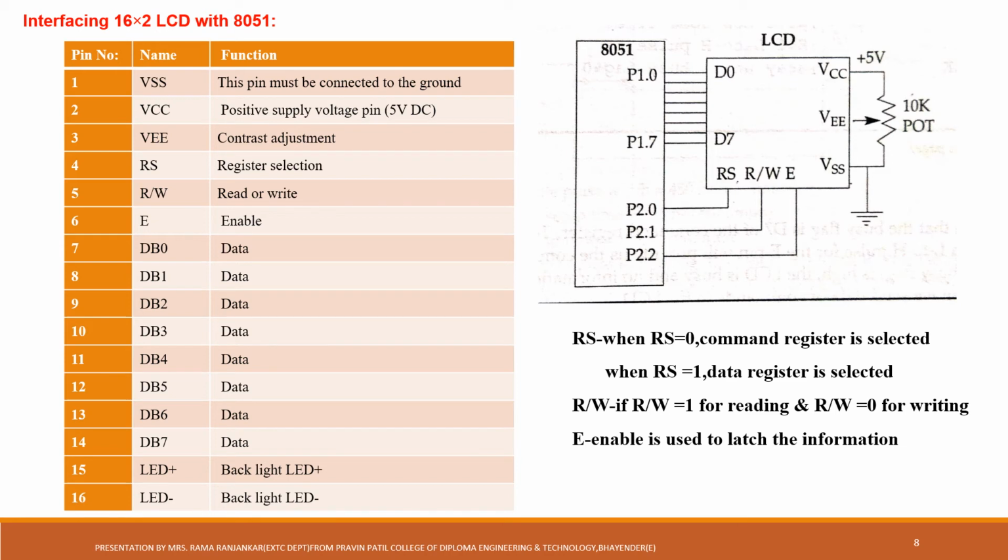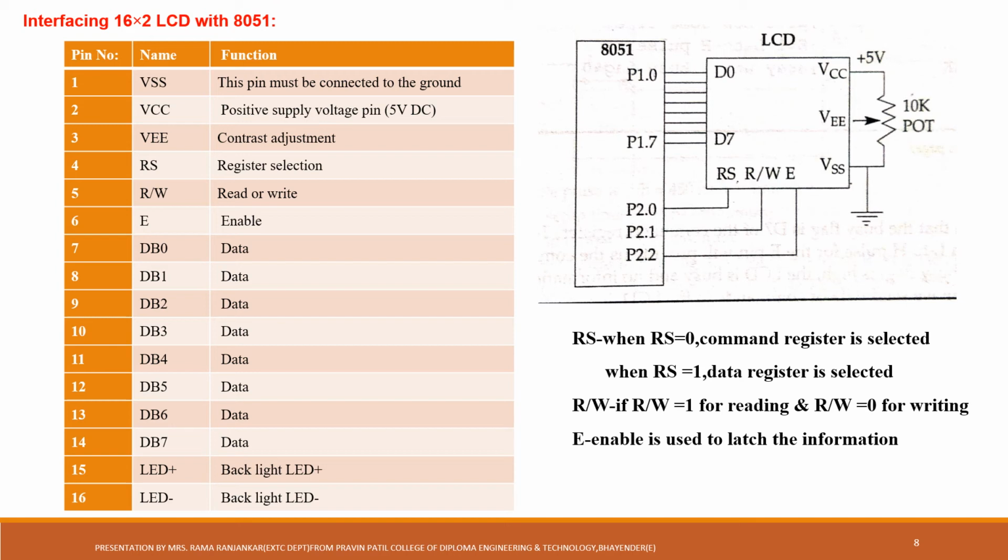Let's see the interfacing of LCD with 8051. LCD means liquid crystal display. This is used to display various things, for example numbers, strings, and letters. LCD has 8 data pins from D0 to D7. So in the interfacing diagram, D0 to D7 are connected to P1.0 to P1.7.